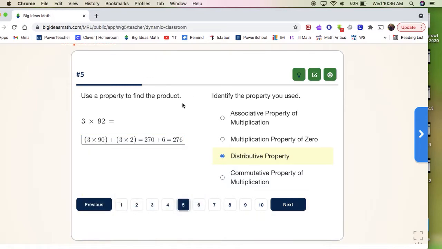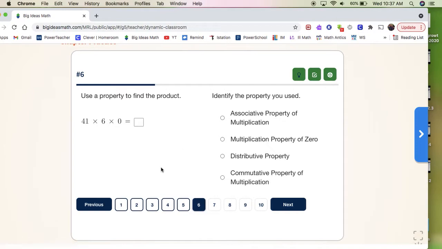Like I said, you can stop that and look at it if you need to. We know it's not the associative property. There are no parentheses. We know it's not the multiplication property of 0. There's no zeros. It's not the commutative property of multiplication, which would mean we changed the order, because we didn't change the order. So they're just wanting us to break it down and solve it using the distributive property.